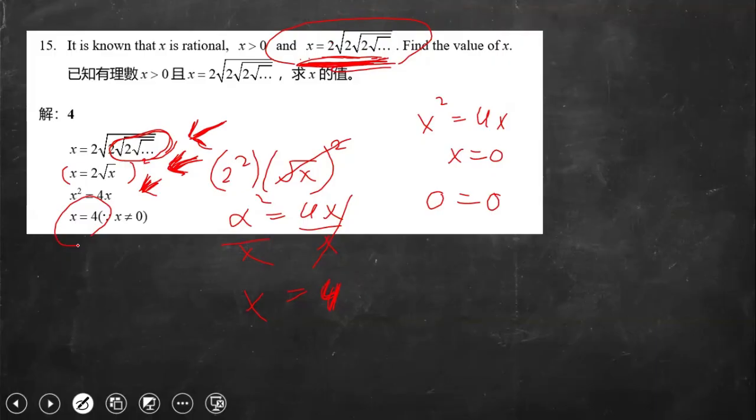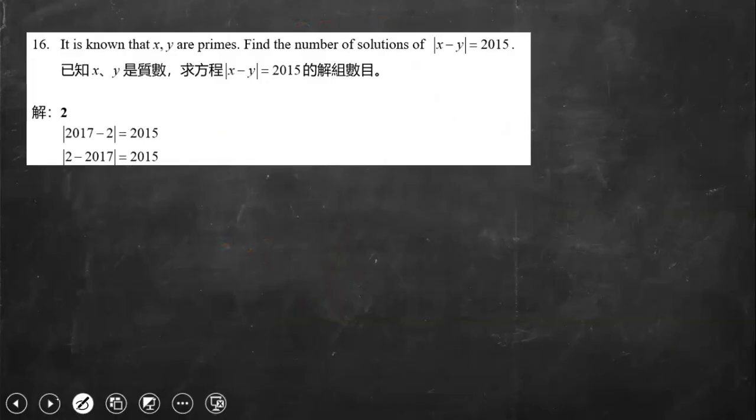Okay, next question. Number 16. It is known that x and y are primes. Find the number of solutions of the absolute value of x minus y is equal to 2015. There are only 2 solutions. Oh. So how do we find that out?